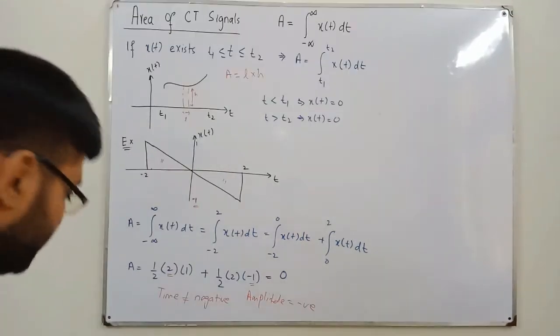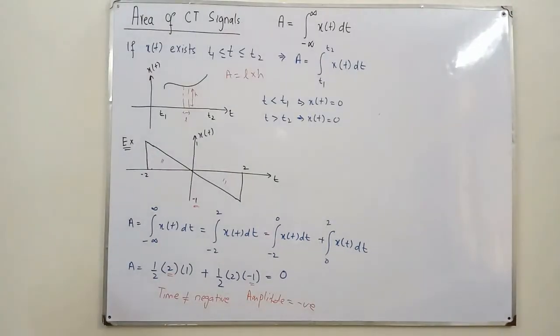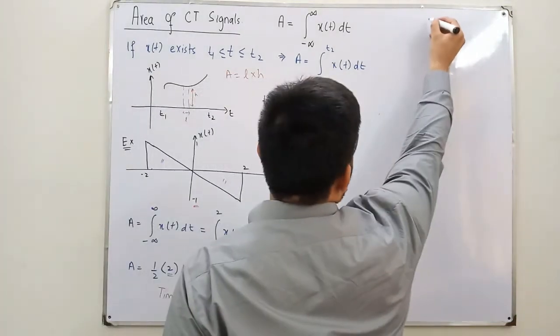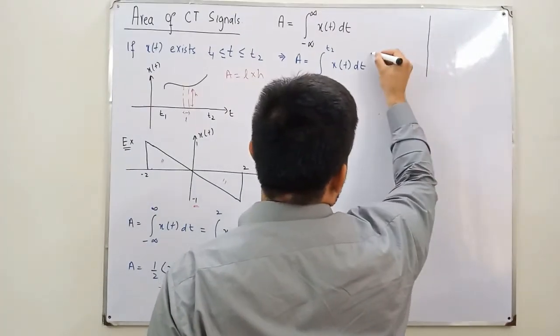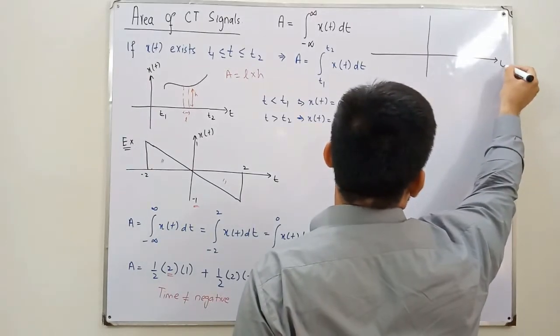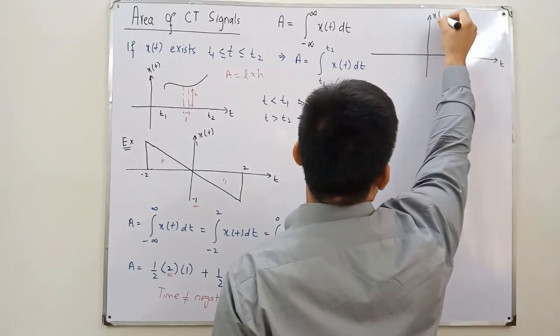Is that okay? Yes. So let's say I have another question. Say we are given x of t in a graphical way. This is t, this is x of t.